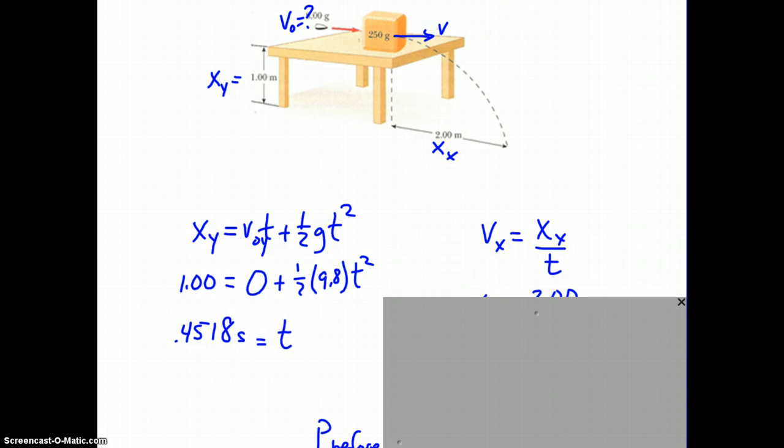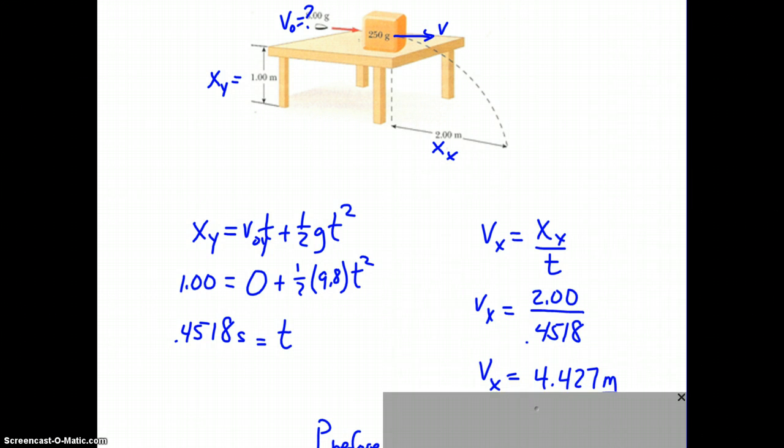Now that we know that, we can solve using the horizontal equation. vx equals Δx over t. Our range is 2 meters. Our time we just saw, 0.4518 seconds. And our horizontal velocity is 4.427 meters per second.